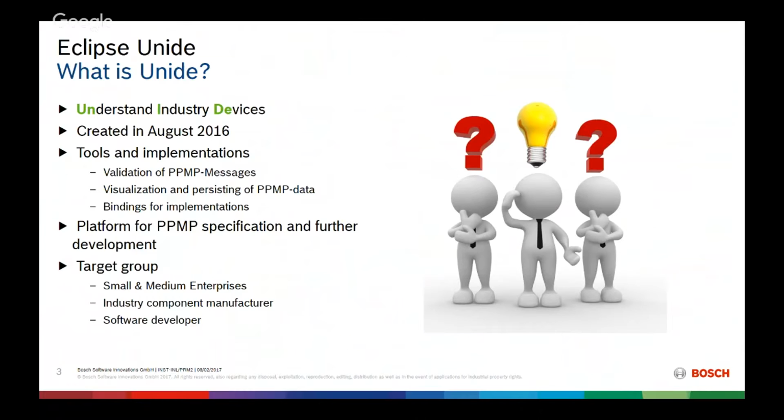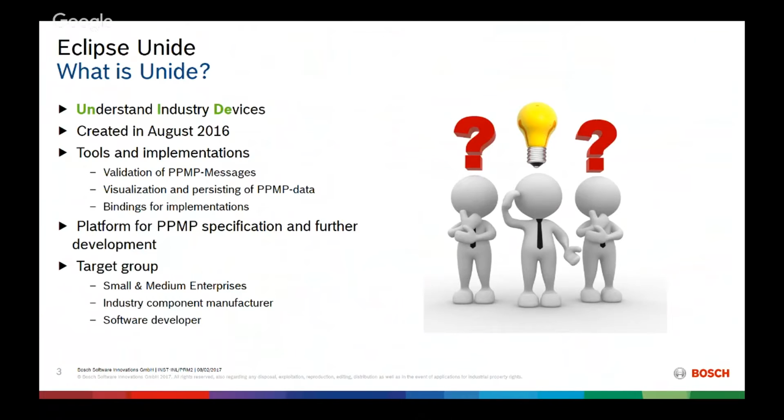Unide was created as an Eclipse project in August 2016 after the CEO of Bosch, Volkmar Denner, published the production performance management protocol as an open standard in the Industry 4.0 context.